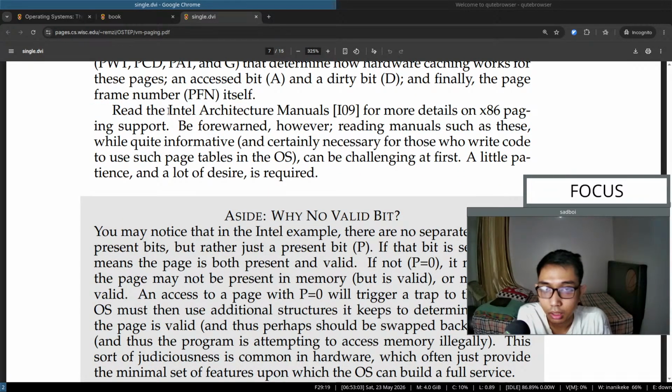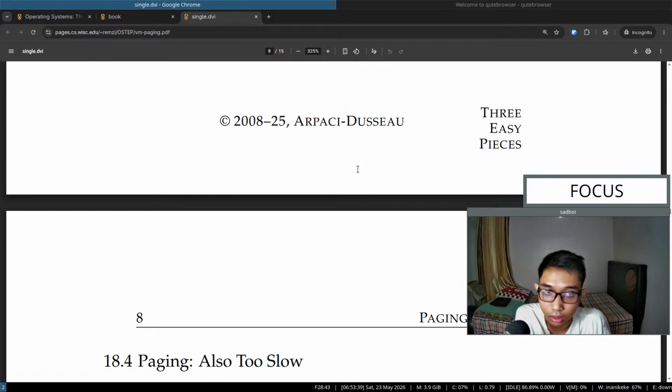Read the Intel architecture manuals for more details on x86 paging support. Be forewarned, however, reading manuals such as this, while quite informative and certainly necessary for those who write code to use such page tables in the operating system, can be challenging at first. A little patience and a lot of desire is required.